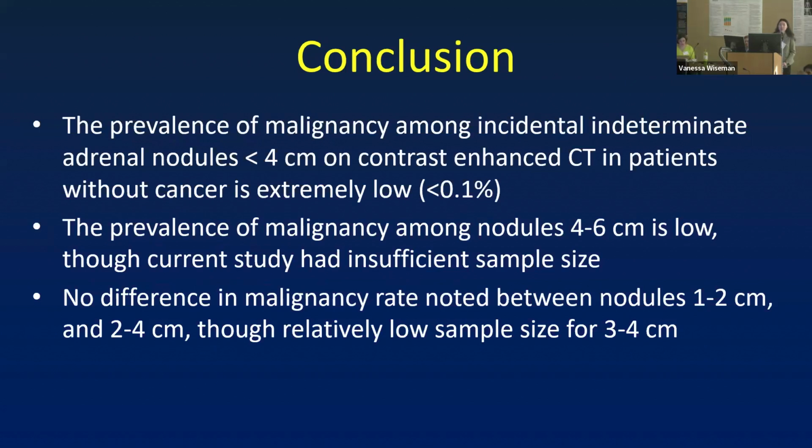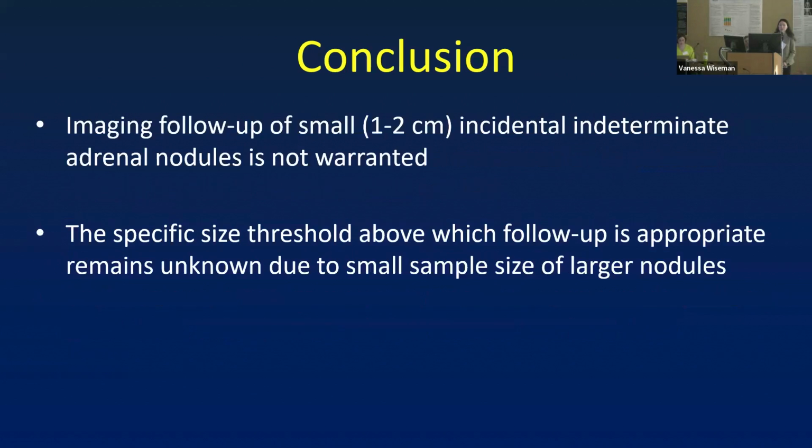The prevalence of malignancy among nodules 4 to 6 centimeters is low, although the current study had insufficient sample size. There's no difference in malignancy rate noted between nodules 1 to 2 centimeters and 2 to 4 centimeters, though again, relatively low sample size for 3 to 4 centimeters. Imaging follow-up of small 1 or 2 centimeter incidental indeterminate adrenal nodules is not warranted. The specific size threshold above which follow-up is appropriate remains unknown due to small sample size of larger nodules.